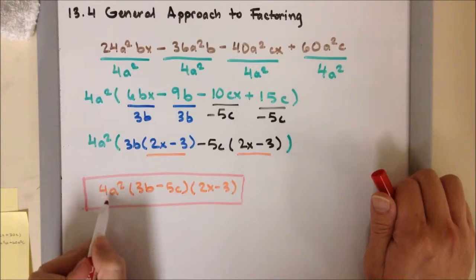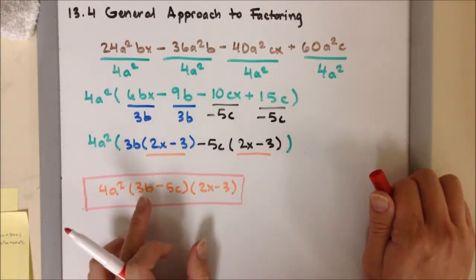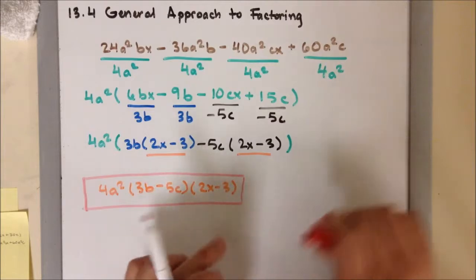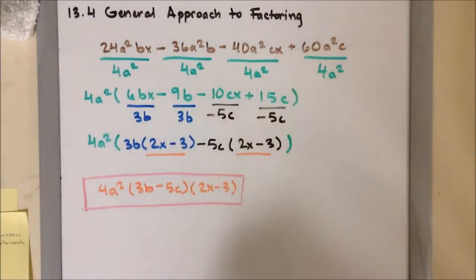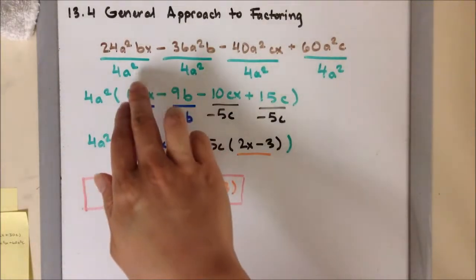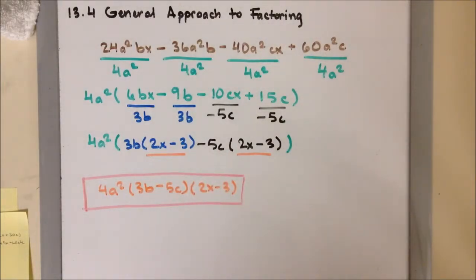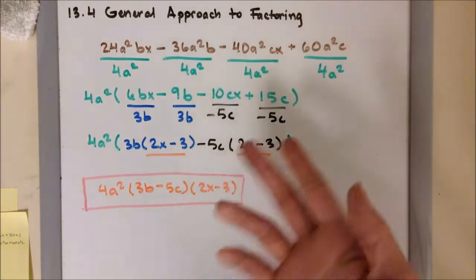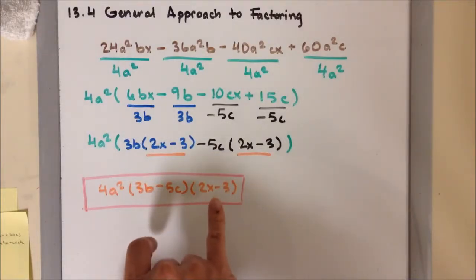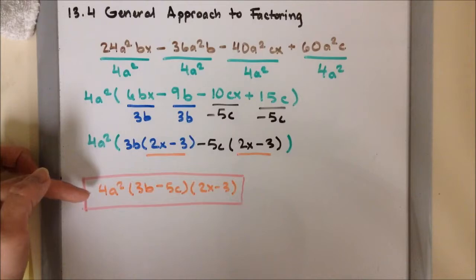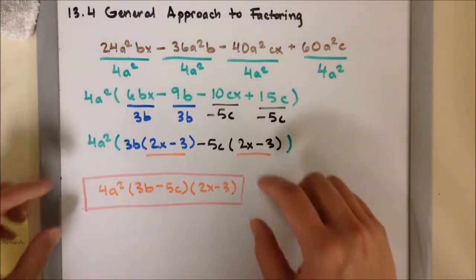So here's my GCF, 4a squared, and then these two right here, 3b minus 5c, and then 2x minus 3, are the factors for what was inside here. Now even though we had a lot of terms with multiple variables, always check if you can factor out a common factor. In this case we did with the 4 and the a squared. Once I finished factoring out the greatest common factor, inside the parentheses we had 4 terms which we factored by grouping. After that, after grouping we got 3b minus 5c with the 2x minus 3. And then I brought down the greatest common factor, which is 4a squared. So again, this is our final answer.